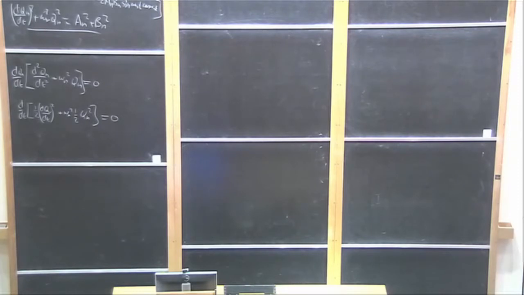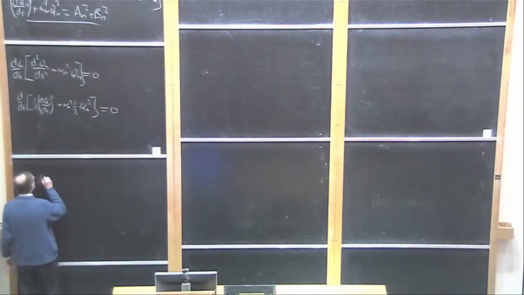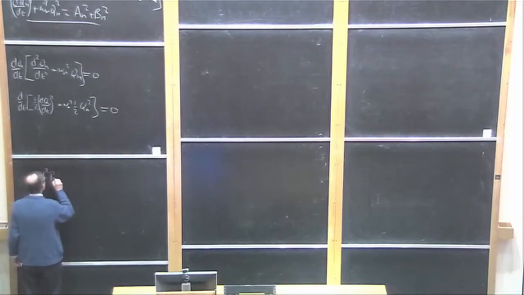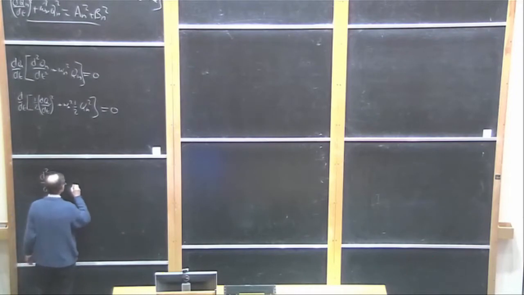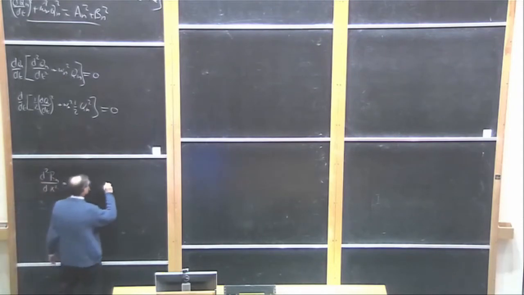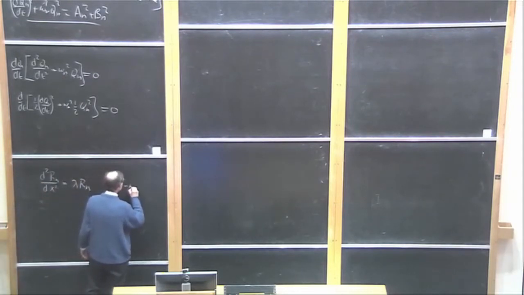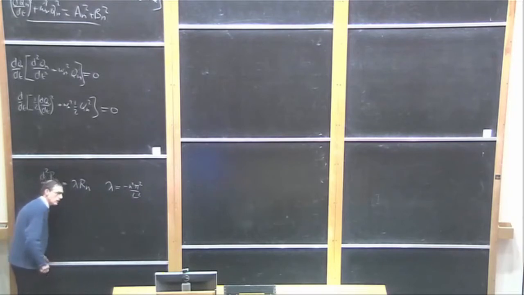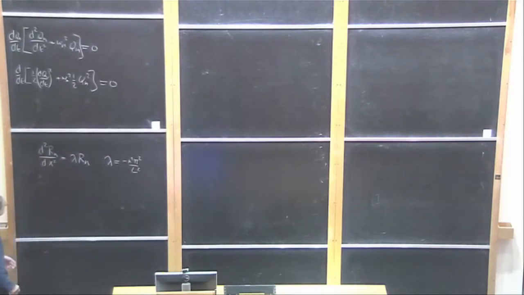But the reason that it happened in the normal mode case is because the normal modes were eigenvectors of a linear operator. So let's go back to the equation satisfied by R, which is d2 Rn by dx squared, and I shall write it in a suggestive form, lambda Rn. And in fact, the eigenvalues are minus n squared pi squared over L squared. But this is an eigenvalue equation. This is a linear operator. Is it the right sort of linear operator?